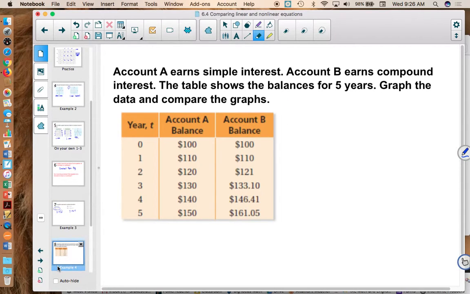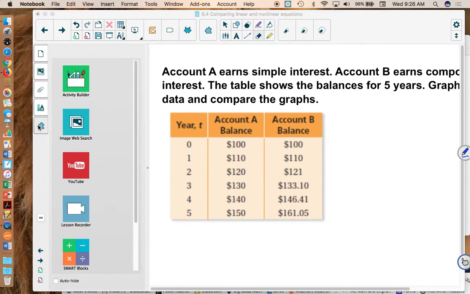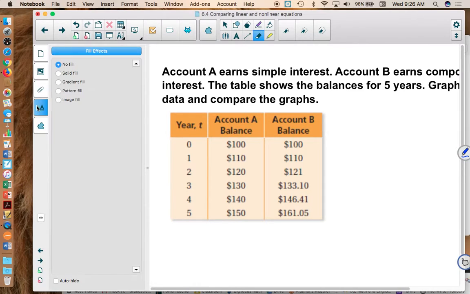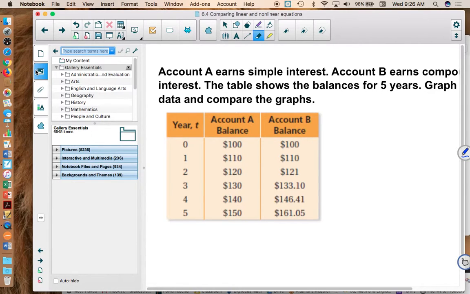Account A earns simple interest. Account B earns compound interest. The table shows the balances for 5 years. Graph the data and compare the graphs. Let's throw a table out. We don't have whiteboards, so yes, you need graph paper. Gotta try to find it.